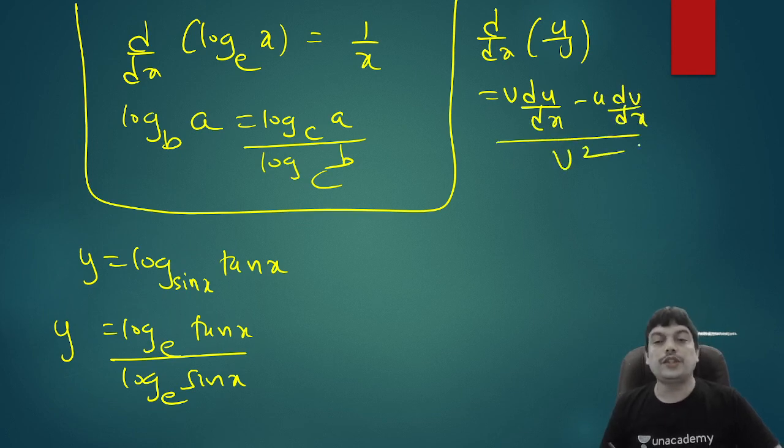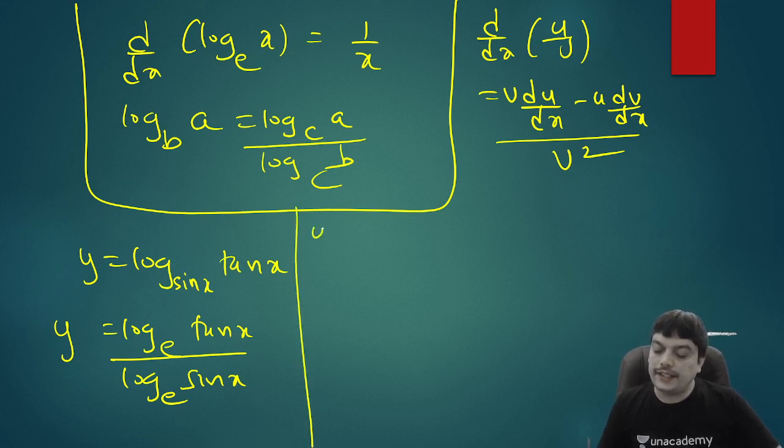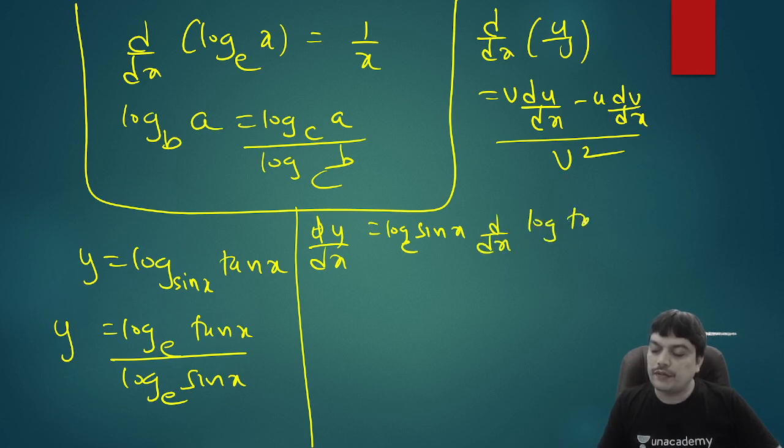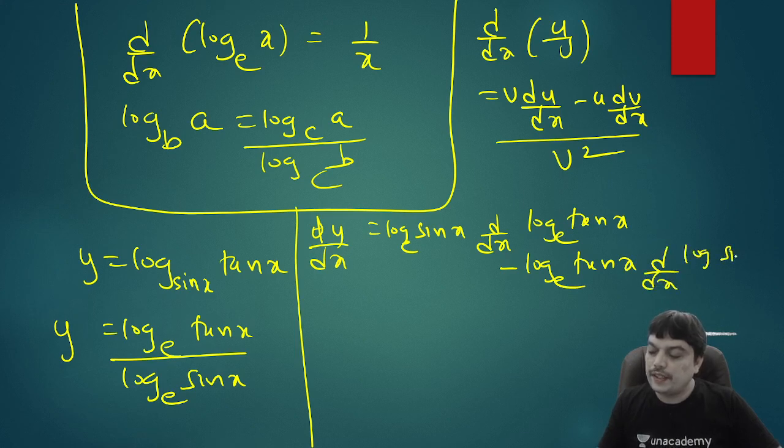So let us use the quotient rule in solving it. So apply the quotient rule for this. Then you can write dy by dx equal to denominator into differentiation of numerator, d by dx of log tan x, minus numerator into differentiation of denominator, that is log tan x into differentiation of log sin x base e, divided by square of the denominator. So you can write it divided by log of sin x base e whole square.